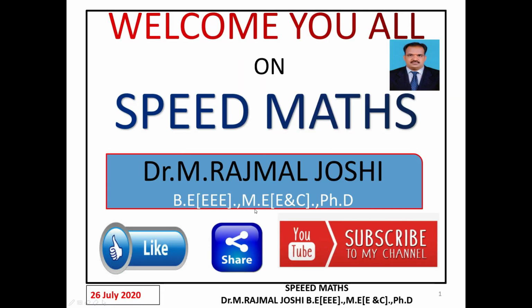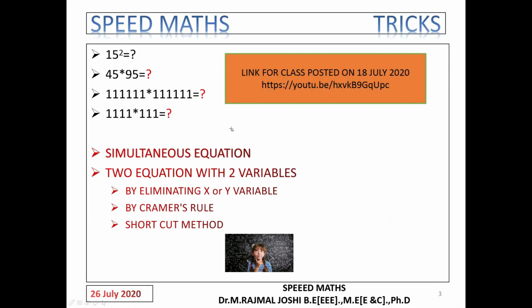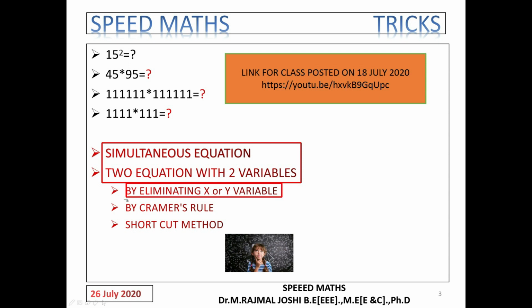So this is the first part of the session we have completed. We are moving to the second part in the session, in which we are going to learn a new concept: how to solve simultaneous equations with two variables, how to eliminate the equations by the x variable or the y variable. In day-to-day school life, the students who are using Cramer's rule will solve the same way, and then, advancing from that, we'll use the shortcut method to solve these two equations.